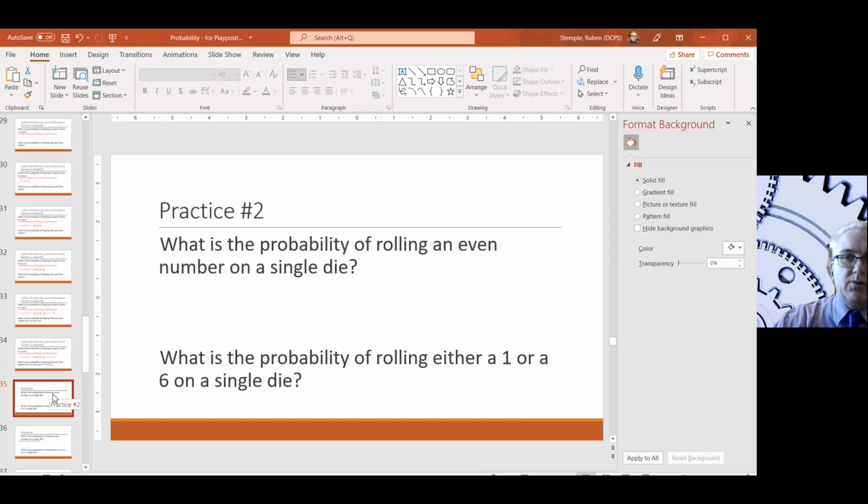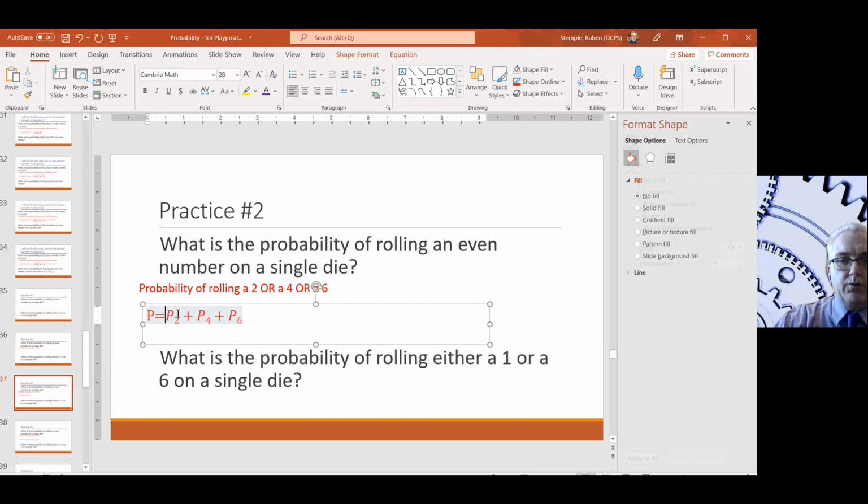And this one is practice number 2. What's the probability of rolling an even number on a single dice, right? A single dice is 1 through 6. What's the probability of rolling an even number? So that's the probability of rolling a 2 or a 4 or a 6. And you can probably think about what that probability is even in your head, but I'm going to show you how to calculate it.